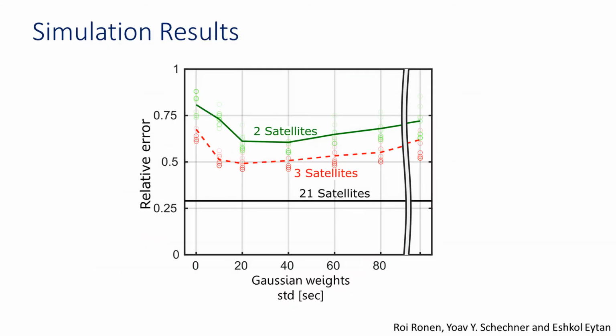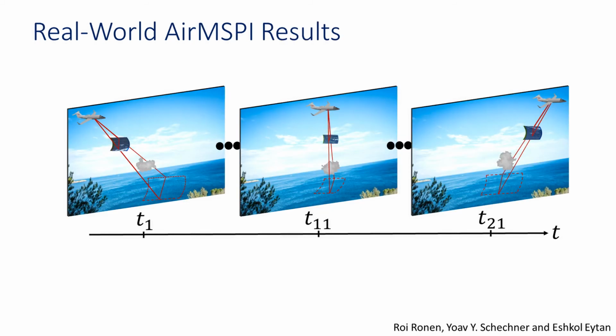Simulations show that our solution reduces the retrieval error of the 4D liquid water content relative to a solution that assumed the cloud is static during the imaging process. Best retrieval is obtained when the standard deviation for the Gaussian weights is about 20 seconds, which is similar to the cloud correlation time. We demonstrate our method on real-world data acquired by JPL's AirMSPI with 21 viewing angles.